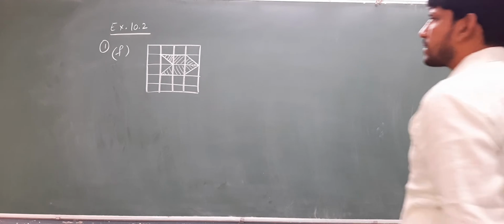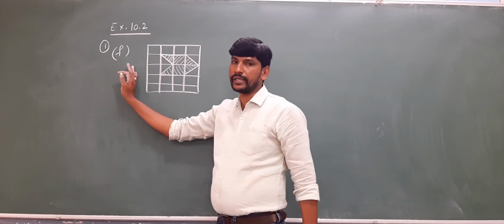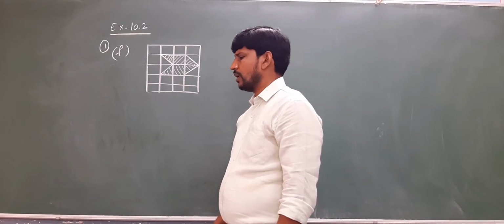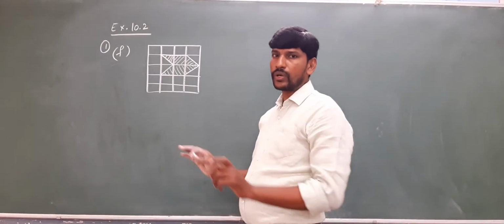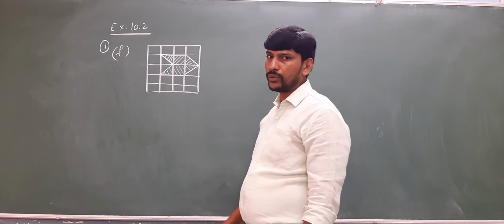Now children, let us see this here. In exercise 10.2, first question, part F. You have only one question. In that, just by counting the squares, you will get an idea. Now I am going to explain one part. The remaining you have to do as homework.